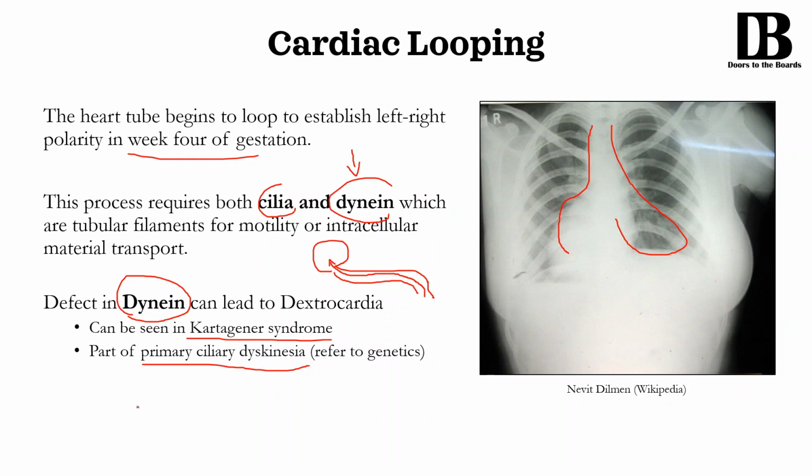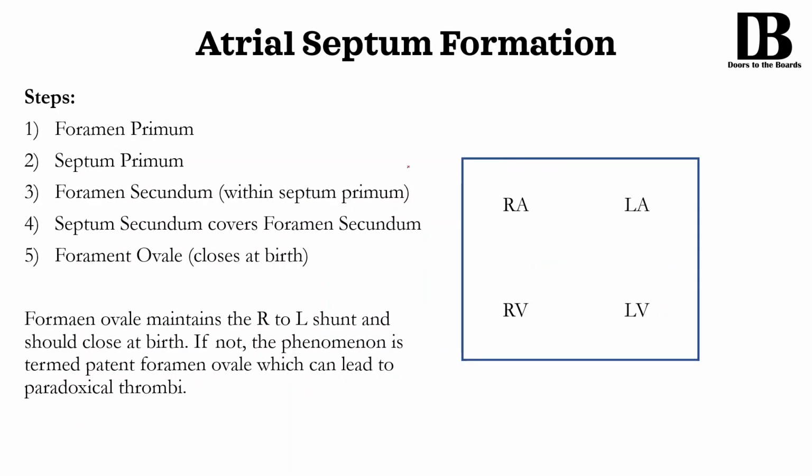For example, they get respiratory infections because they're unable to clear a lot of the gunk that's within their respiratory tract. This is something that we'll cover in more detail, possibly in the genetics in the future. When it comes to the formation of the atrial septum, it's a rather simple process.